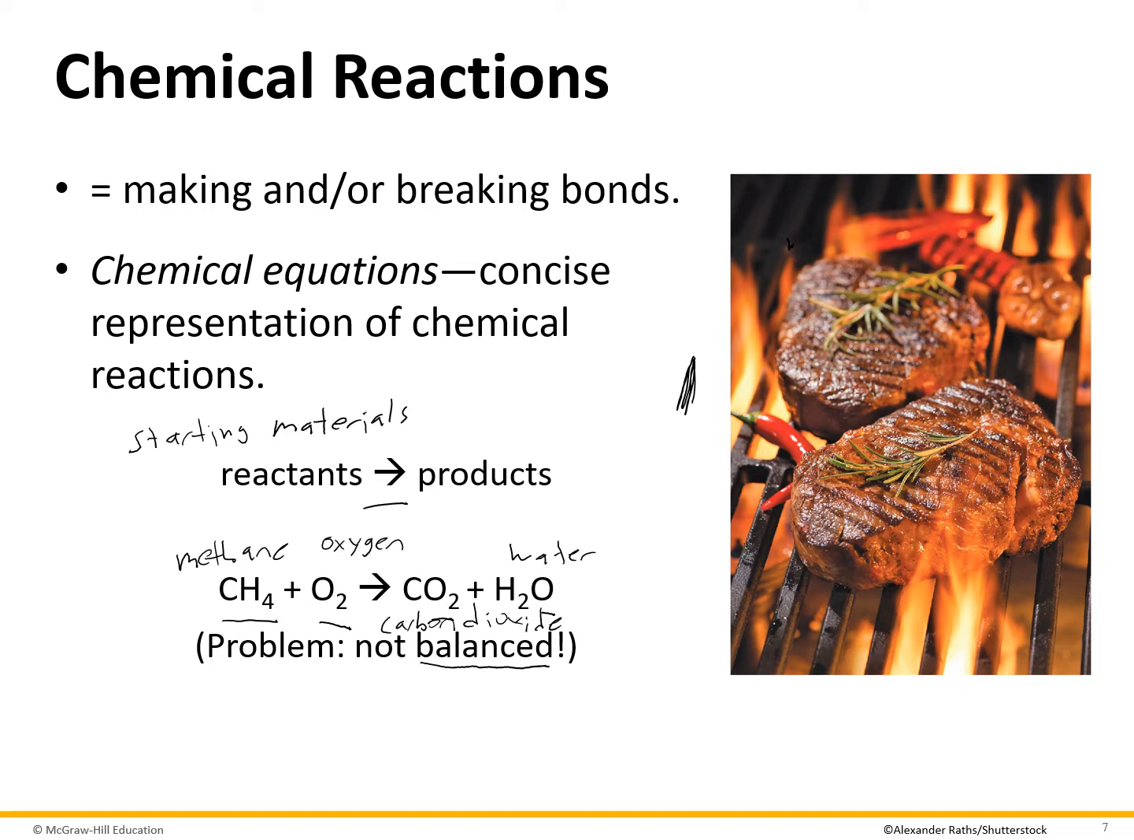And this is no good because remember the law of conservation of matter and energy. Matter and energy can neither be created nor destroyed. So we are creating matter according to this notation. So this is wrong. But if we balance the equation, it will give us a more accurate reflection of what's happening in a combustion reaction. And I'm going to show you how to do that in the next slide, step by step.